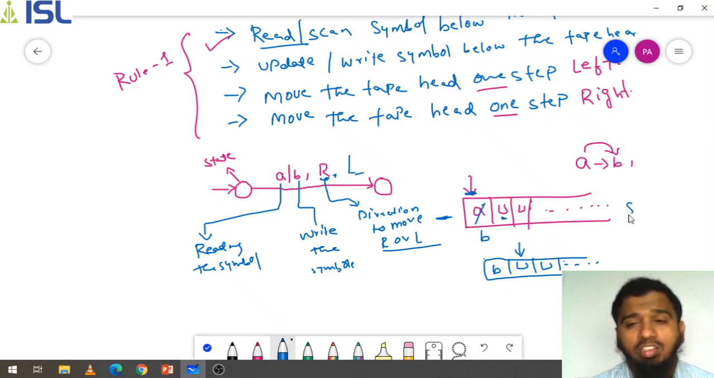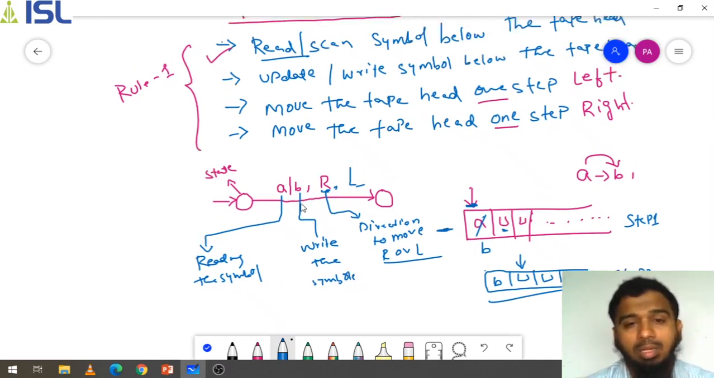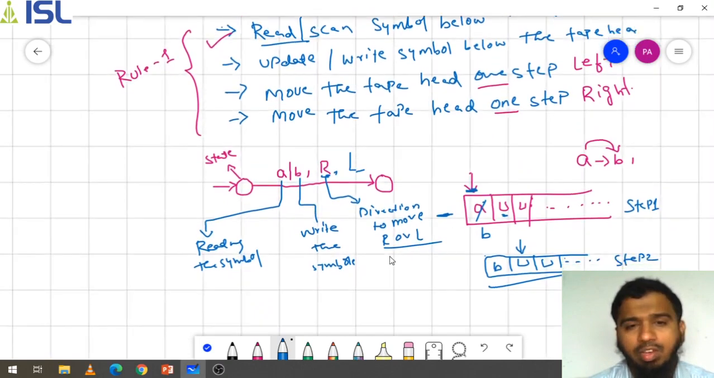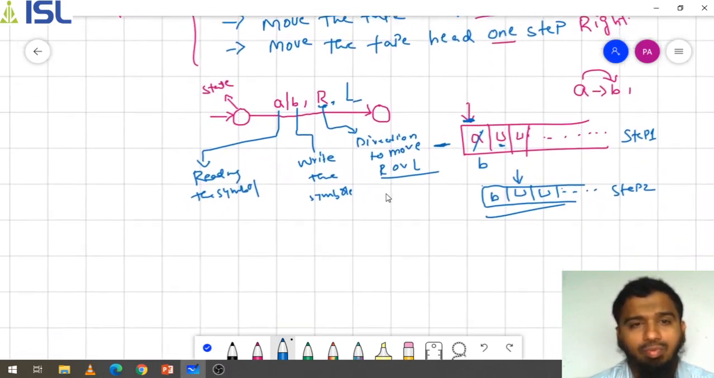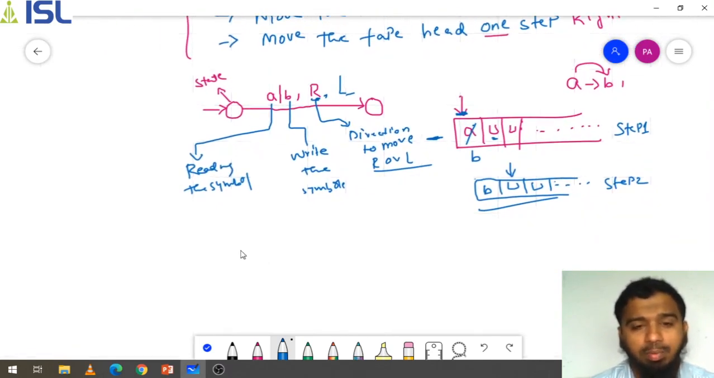Like this, we can consider this is step 1. For understanding purposes I am writing this step 2, like this. So this is about the operation on tape. This is a simple example. I will take another example just for understanding purposes.